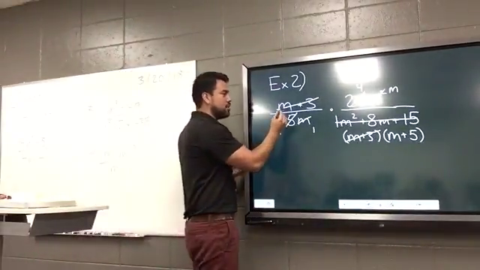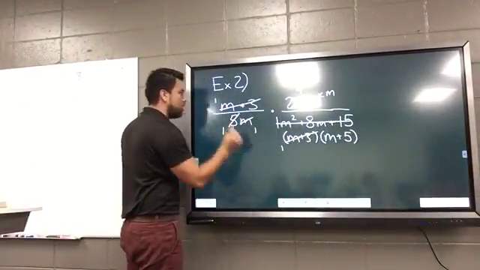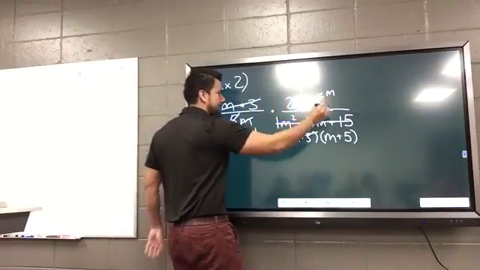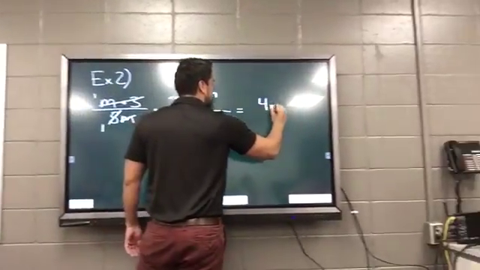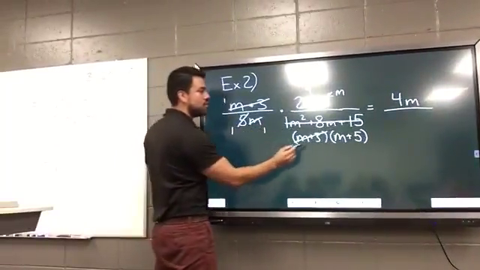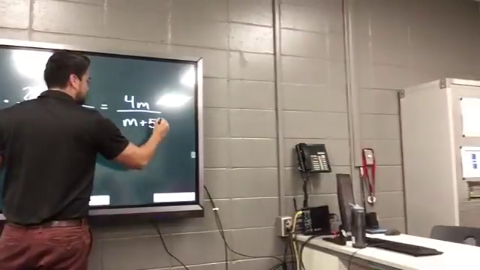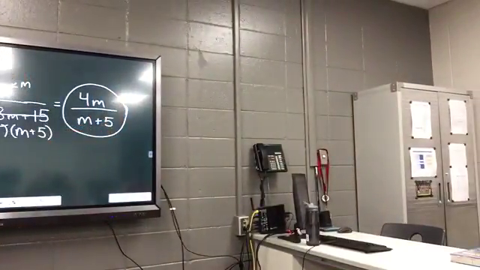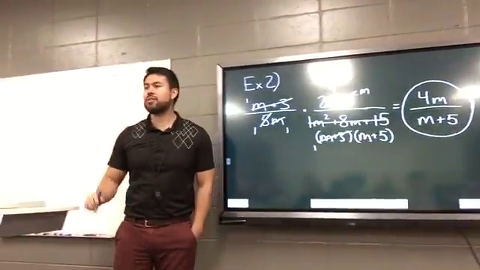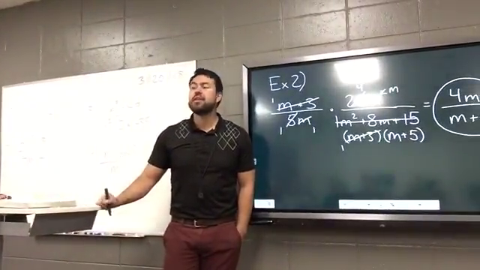Okay, and really I should have put here m plus 3 over m plus 3 is 1 over 1. Okay, what's 1 times 4 times m? 4m. What's 1 times 1 times 1 times m plus 5? M plus 5. Is there anything else left to cancel? What about those m's, Beth? The bottom one is an addend.